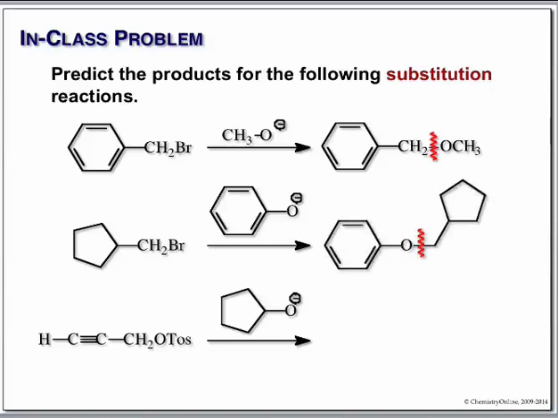And then our last one, we're using cyclopentanol anion as our nucleophile. Tosylate, OTs for O-toluene sulfonate, standard leaving group in organic chemistry. This will attack the CH2. The tosylate leaves as a toluene sulfonate anion. All we do is make our bond here, and that's our product.